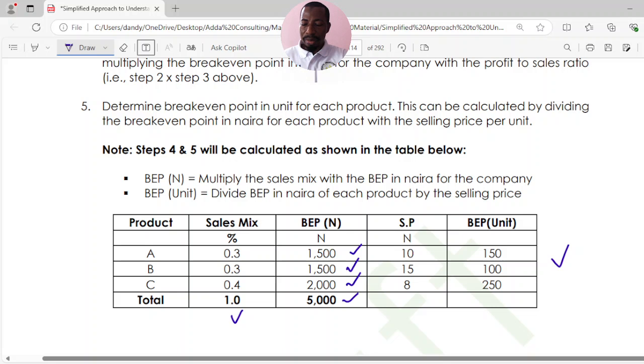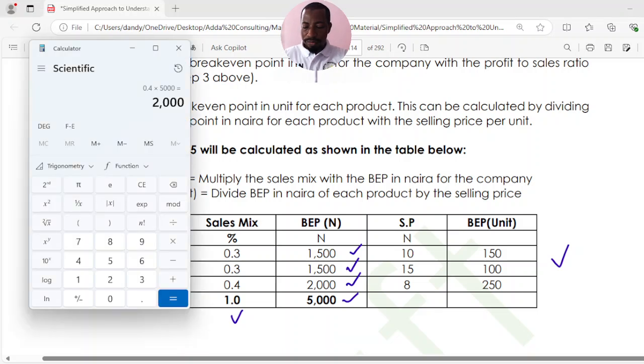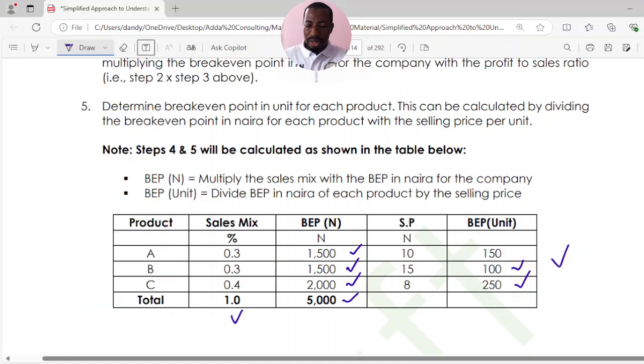Now, for me to get the break-even points in units for each of the products, I need to divide the break-even point in value for each product by the selling price. Therefore, 1,500, for example, the last one is 2,000. I will say 2,000 divided by the selling price of 8. That's what gives this 250. For B, 1,500 divided by 15 will give us 100. Then 1,500 divided by 10 will give us 150. So this is how to compute break-even for a multi-product organization.